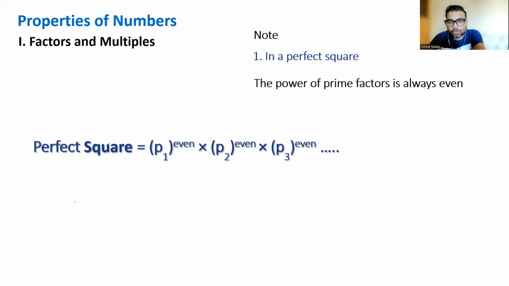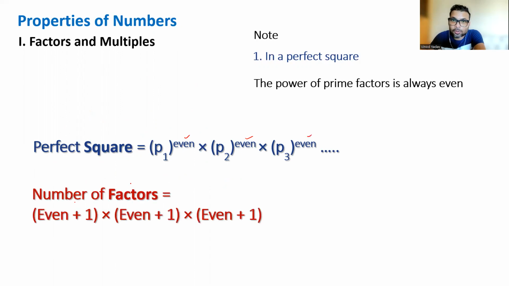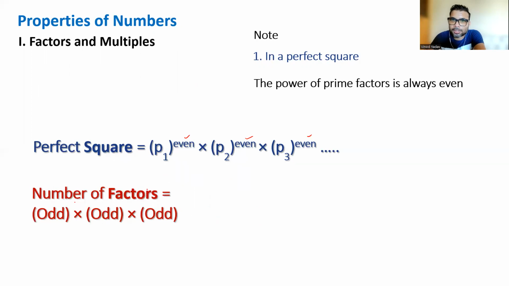So this is the structure of a perfect square. The power is always even. So number of factors, how do we count? Just now we have discussed the shortcut, power plus 1. So even plus 1 into even plus 1 into even plus 1. And even plus 1 is odd, right? So odd multiplied by odd and so on. So total number of factors is always odd. So these two simple variations, simple basic thoughts about a perfect square, you should remember. Very logical and very easy.